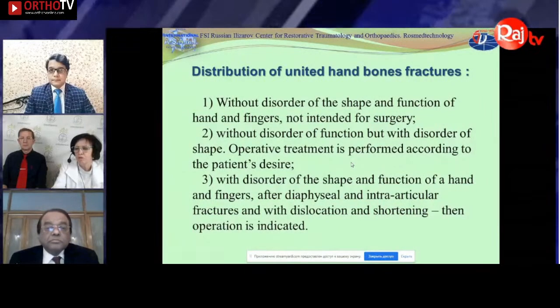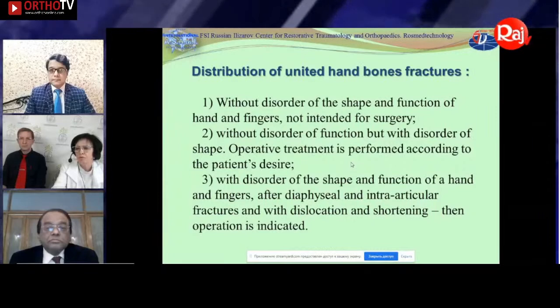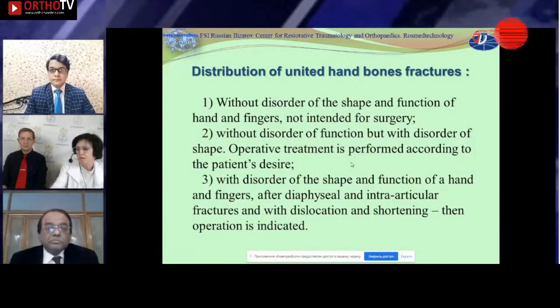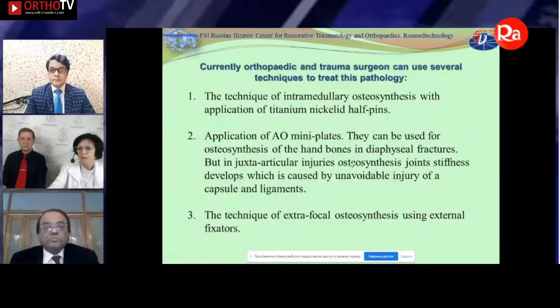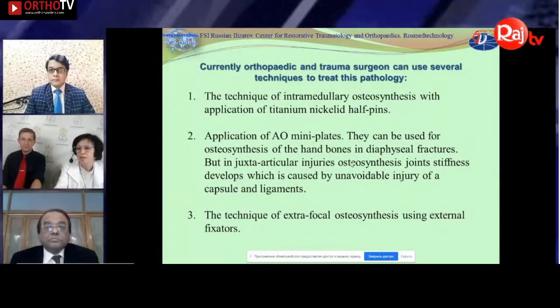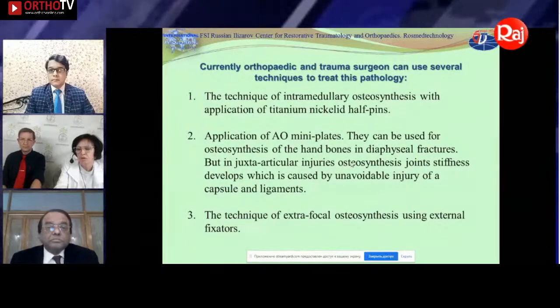Third group, with disorder of shape and function of hand and fingers after diaphyseal and intra-articular fracture and with dislocation and shortening, when operation is indicated. Currently, orthopedic and trauma surgeons can use several techniques to treat this pathology.